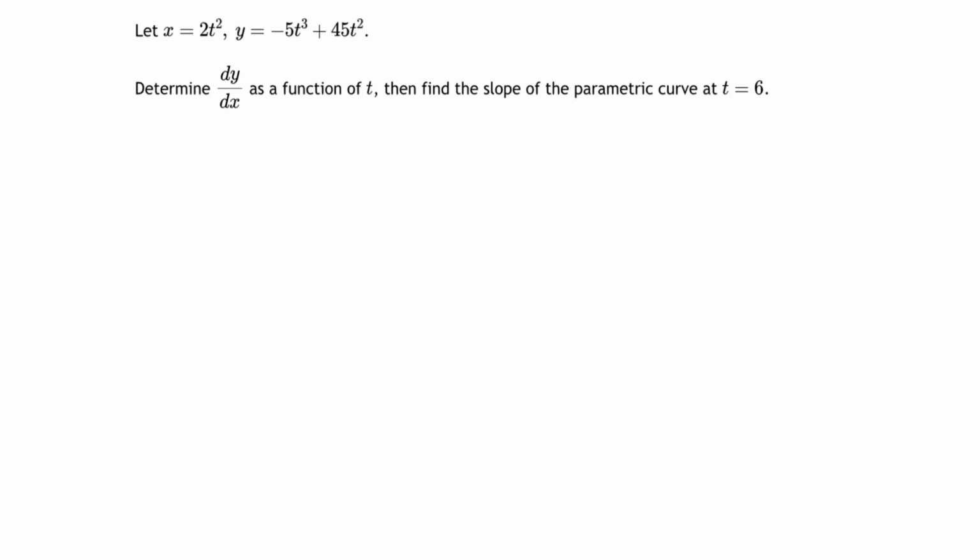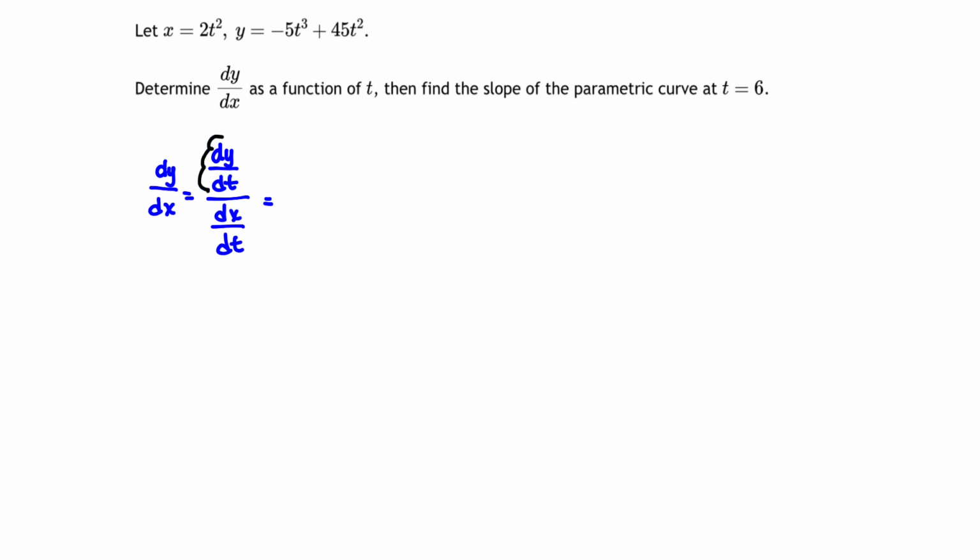So let's start with the first derivative. That is, let's determine dy/dx as a function of t, and then find the slope of the parametric curve at the point t equals 6. So we start with our parametric curve, and one thing that I want to remind ourselves is, what is the derivative dy/dx in terms of t? Well, that's just the derivative of y with respect to t divided by the derivative of x with respect to t. So there's two things we need to calculate.